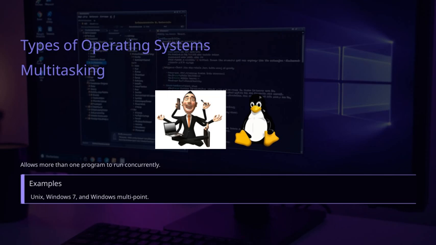Some common examples of operating systems that support multitasking include Unix, Windows 7, and Windows Multipoint. These systems are designed to manage multiple programs seamlessly, ensuring that each gets the resources it needs to function properly. This capability is essential for a smooth, productive user experience and is a fundamental aspect of modern operating systems.